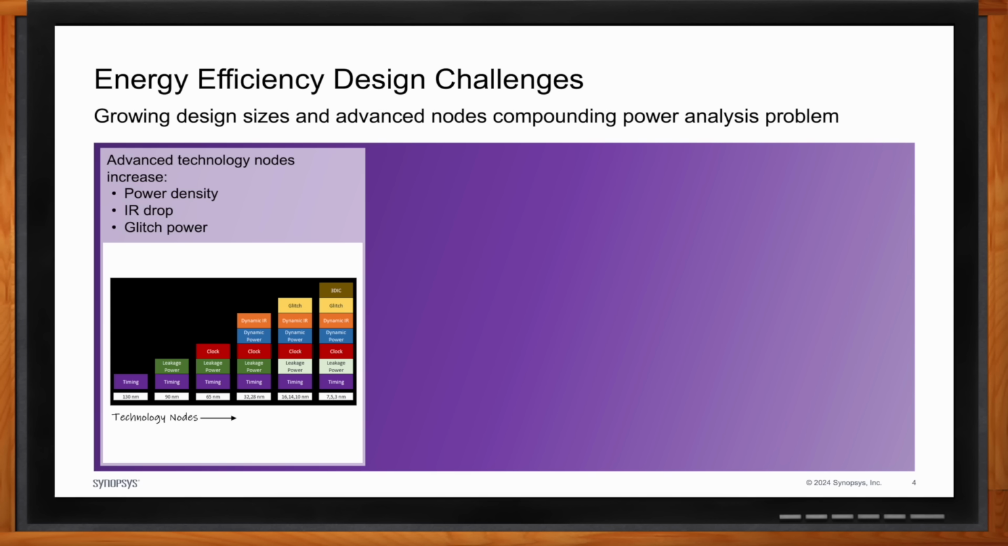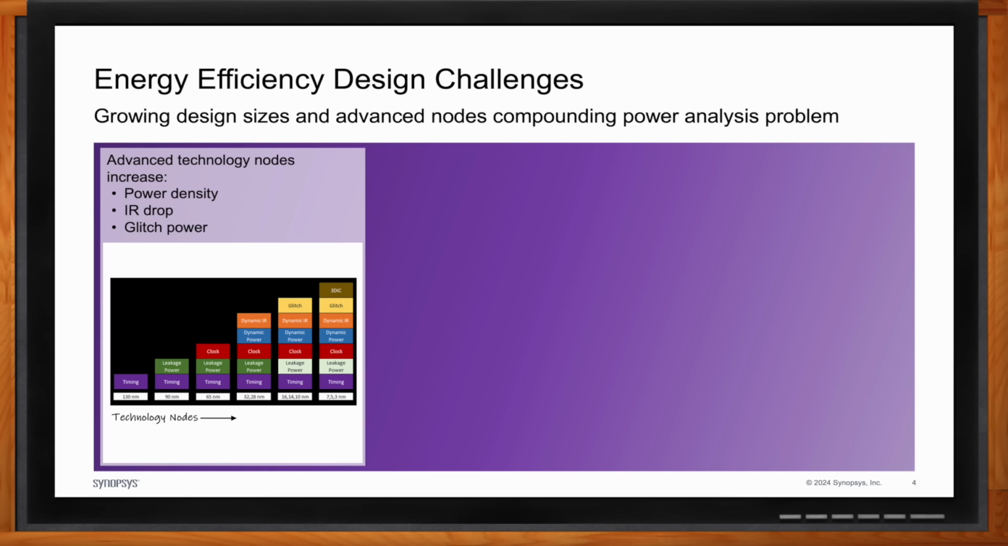For example, glitch power, where glitch here is really defined as multiple transitions on a given net in the clock cycle. And that fundamentally is wasted power. Power analysis is fundamental to the overall methodology.